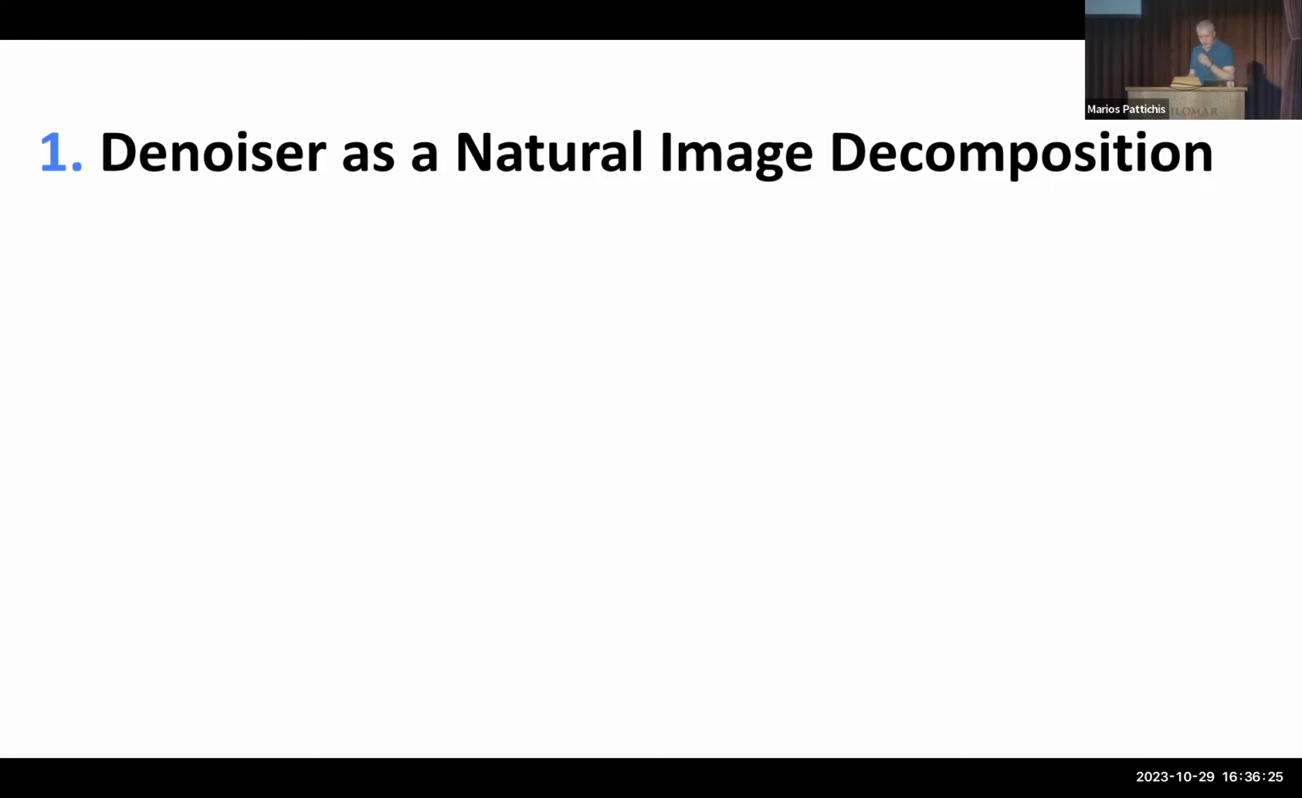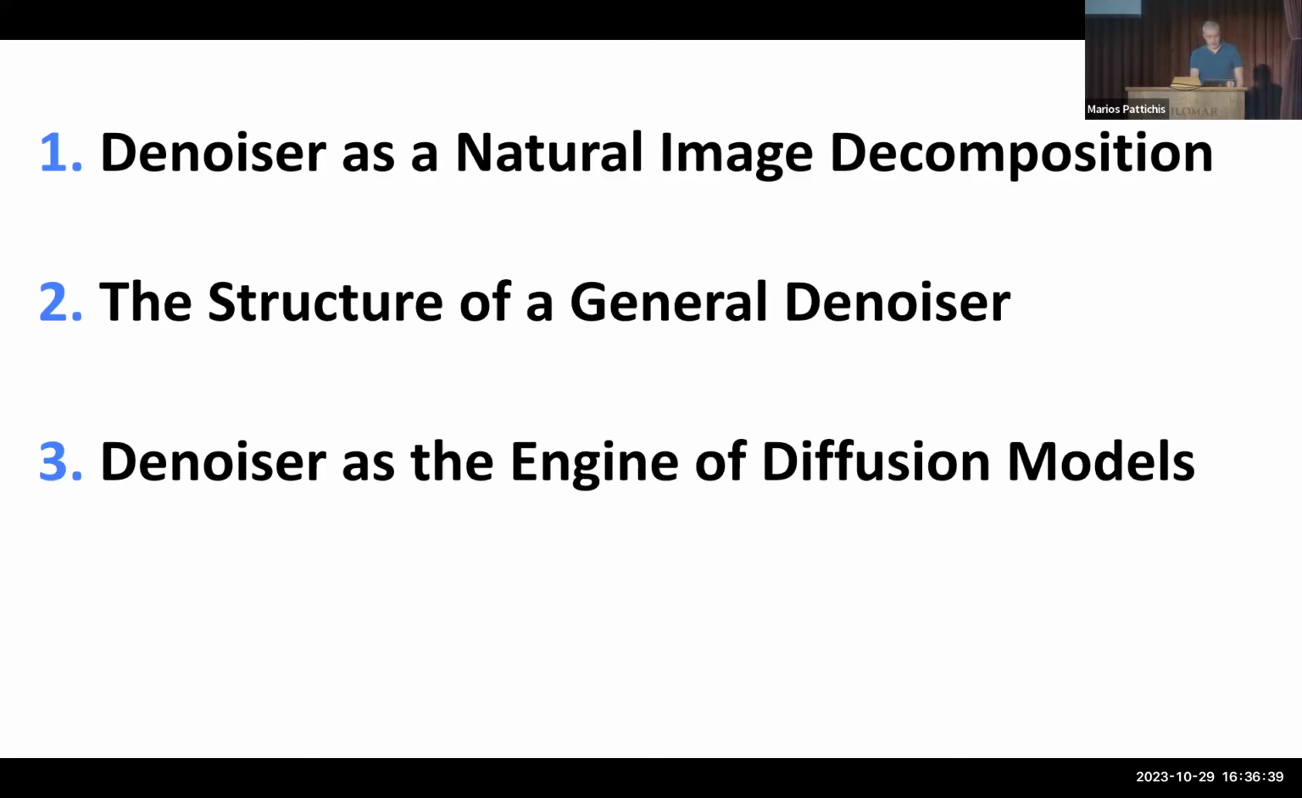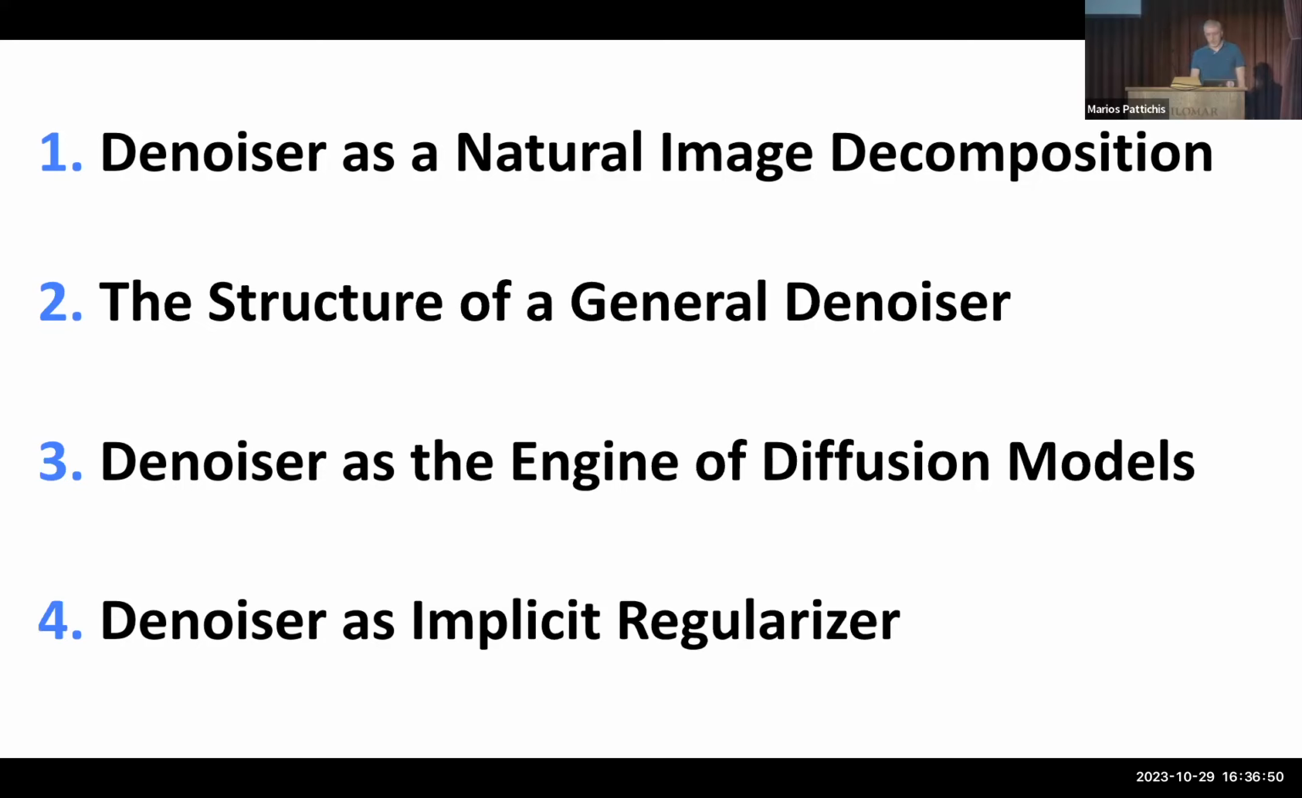So the first thing I will do is give you a sense of how we can use denoisers as a kind of engine for a natural image decomposition. I'll talk very generally about the structure of denoisers. I'll talk about denoisers as the engine of denoising diffusion models. You may have heard a lot about them recently. They're a very, very hot and popular topic in machine learning. And then I'll talk about denoisers as implicit regularizers. So that's kind of the 4 chapters of the talk, if you like.